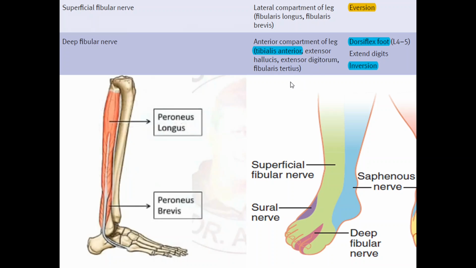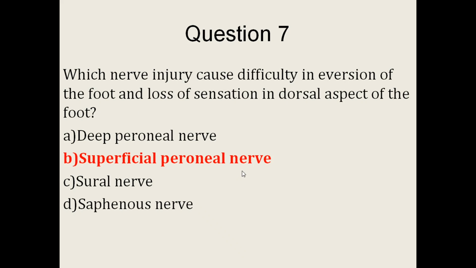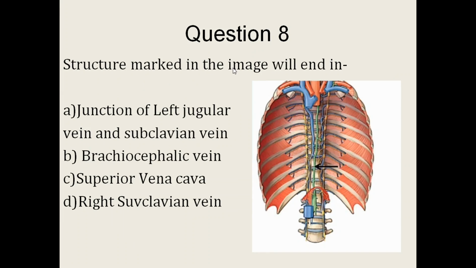Alright. So what would be the answer? It will be superficial fibular nerve or superficial peroneal nerve. Both are the same. So if there is any injury to this nerve, there will be difficulty in eversion and there will be loss of sensation in the dorsum of the foot. If the deep peroneal nerve is involved, then you won't be able to do inversion. Superficial is eversion. Okay. Now let's look at question number 8.